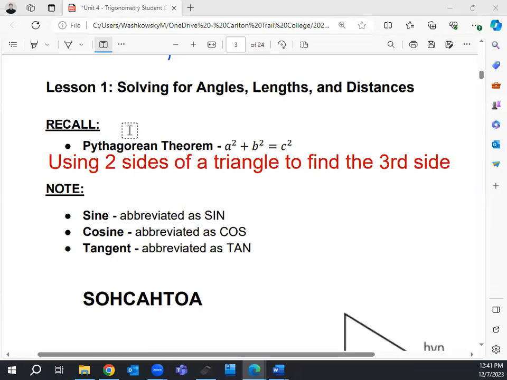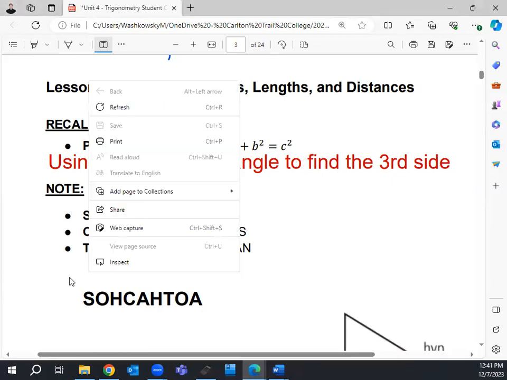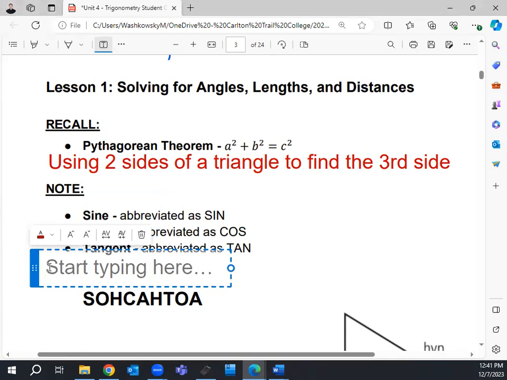If I have two sides of a triangle, I'm going to use Pythagoras to do that. Now, the other thing we can use with triangles, though, is we can use angles. So when do we use this trigonometry? I'm going to use the word trig just to shorthand it.